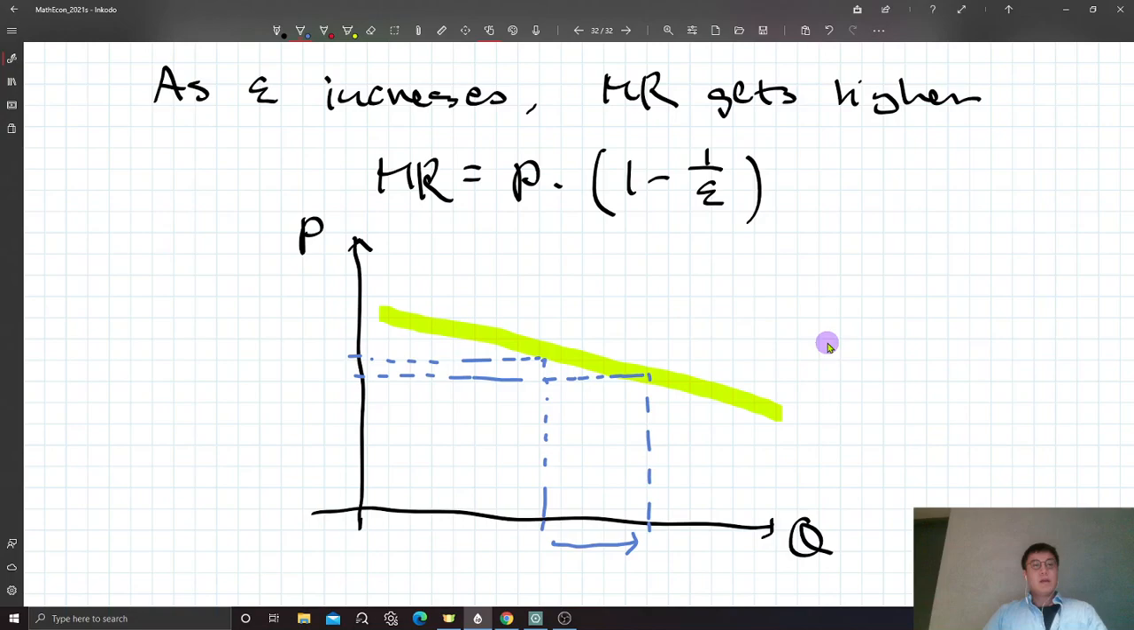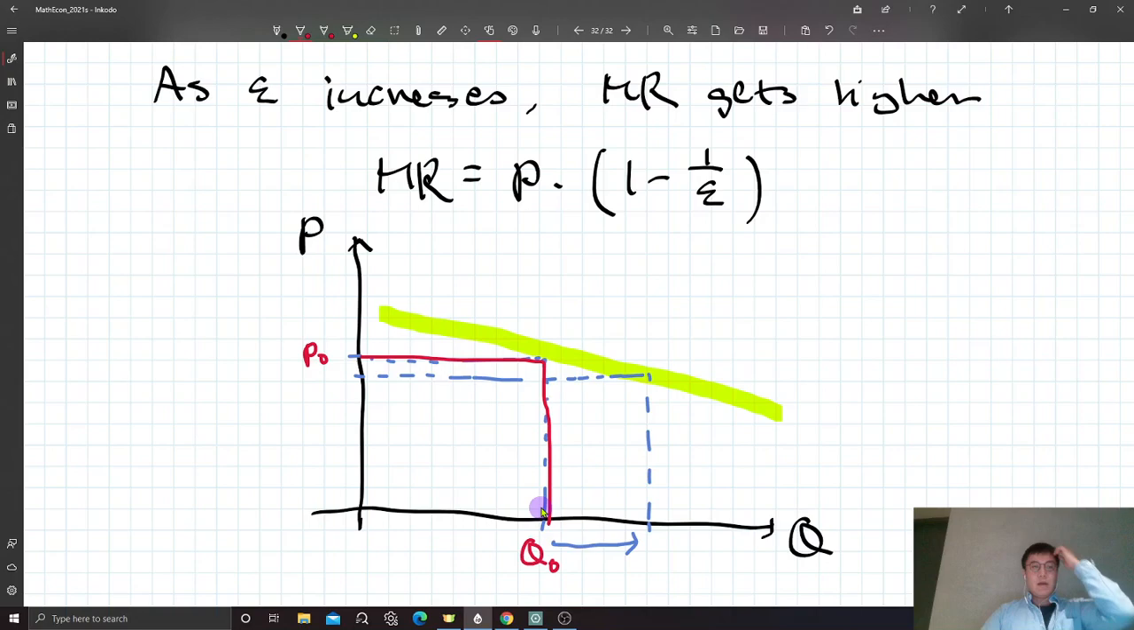Given this demand function, now suppose that the monopolist increases quantity by 1 unit. The current price is P naught, and the monopolist sells Q naught, as much as this. So the total revenue is going to be the area of this rectangle. Now the monopolist sells 1 more unit, so increases the quantity produced just by a little bit.